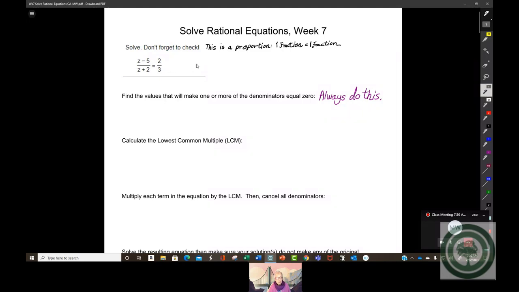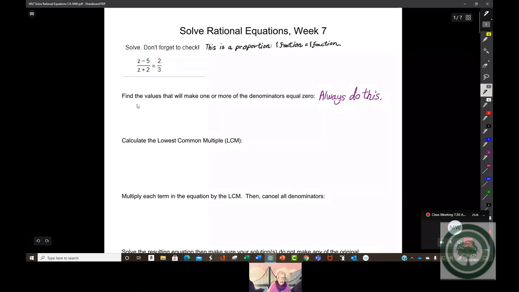It also means when you've got a fraction that has a variable on the bottom, you've got to check and find out what numbers your answer cannot be. What numbers will make the rational equation undefined? So, that's what we have to do. That's what this first step is. And you always do it.